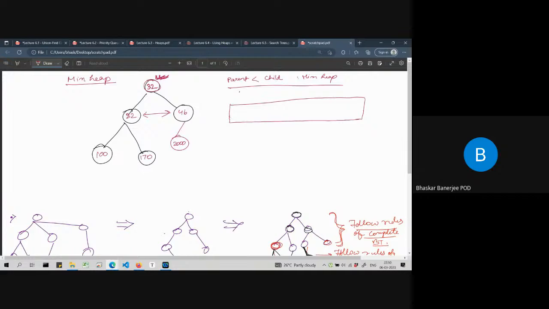This is an almost complete binary tree, so we have taken care of that. It is filled up from the left-hand side. And we have also taken care of the fact that every child node must be larger than the parent node. So these two, logical and structural properties, we have taken care of. But all you have to do in order to represent it in code is simply write it level by level: 32, 82, 46, 100, 170, 2000. That's it. All done. Both your almost complete binary tree property and your logical property are taken care of. How did we do that? We just simply wrote all the elements level by level. Nothing else.